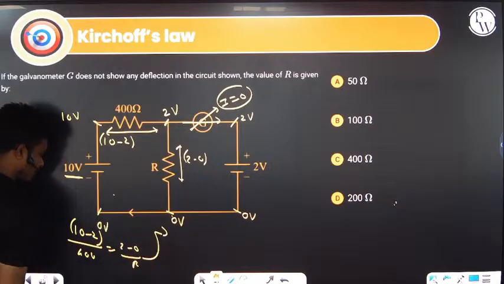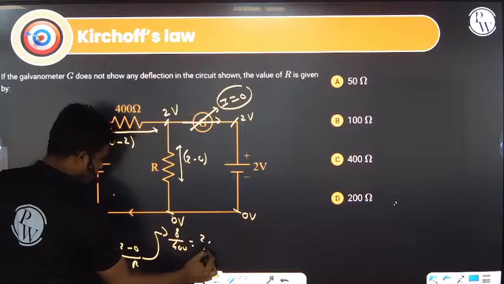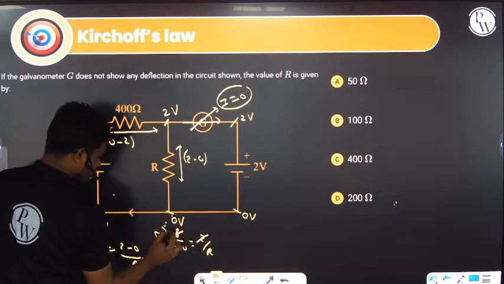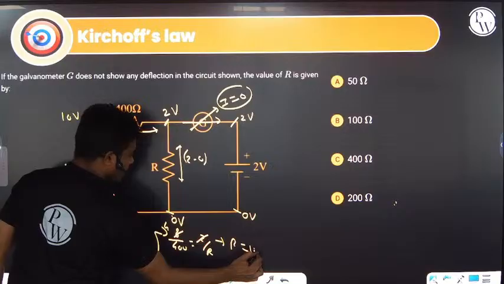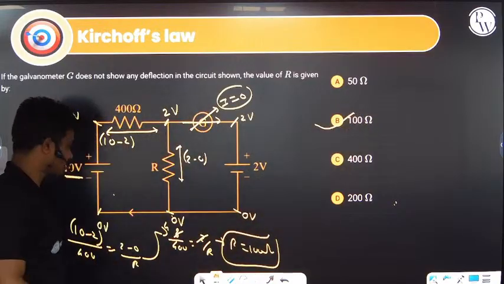So from here we will be writing 8 by 400 should be equal to 2 by R. So this is 1, this is 4 times. So what is the R value? 100 ohm. So from here we got 100 ohm as the answer. That is, the R value is 100.